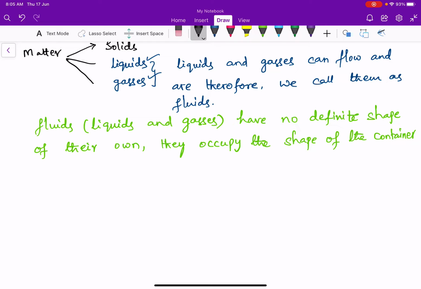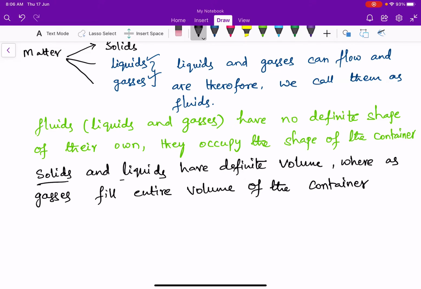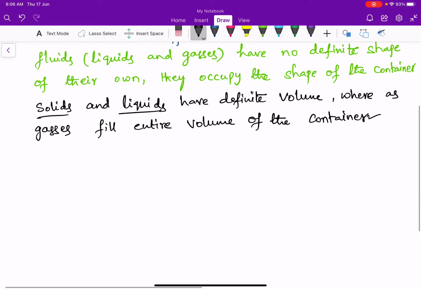And another one is solids and liquids. The second point is that solids and liquids have definite volume, whereas gases have no definite volume, and gases fill the entire volume of the container. That means the volume of solids and liquids is fixed, whereas if we fill a gas in a room, that gas will occupy the total volume of the room. That means gases fill the entire volume of the container. They do not have a fixed volume.